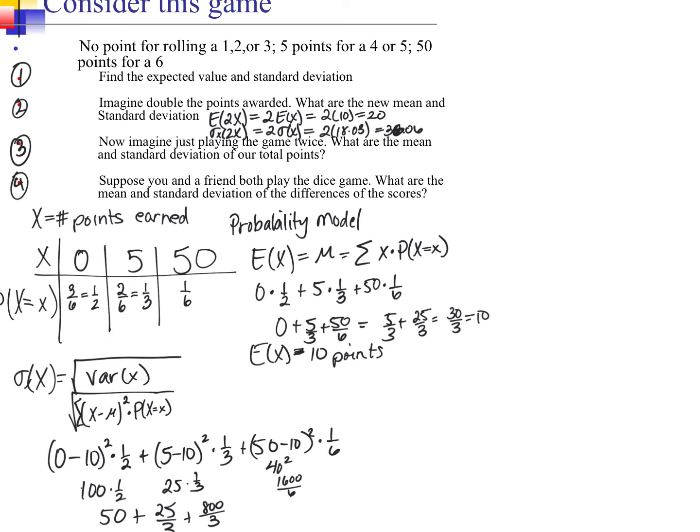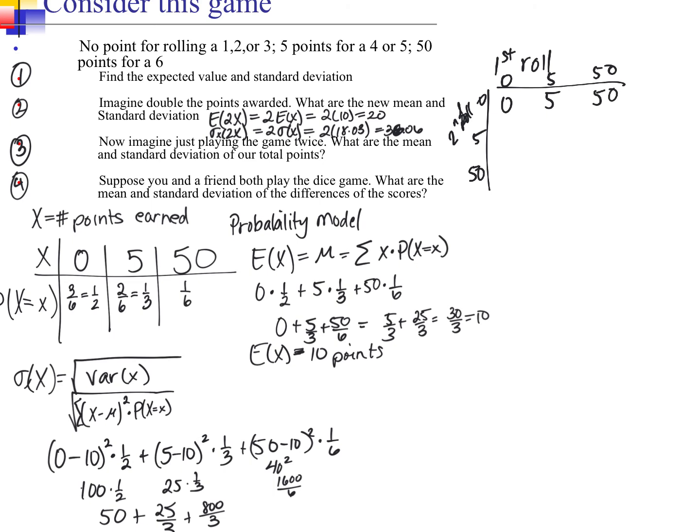So if you're playing the game twice, the first roll and your second roll, you have the possibility of getting 0, 5, and 50 points on both rolls. So your points would be the sum. 0 plus 0 would be 0 points. 0 and 5, or 5 and 0 is 5 points. 50 and 0 is 50 points.